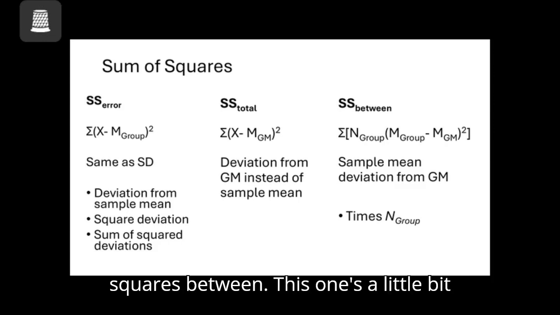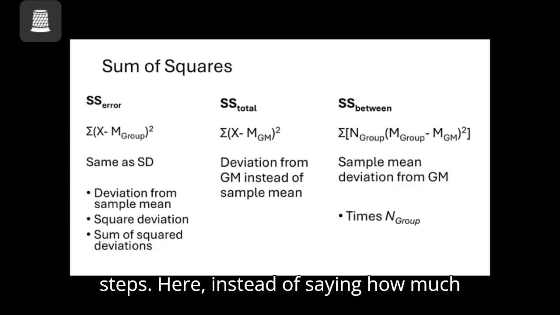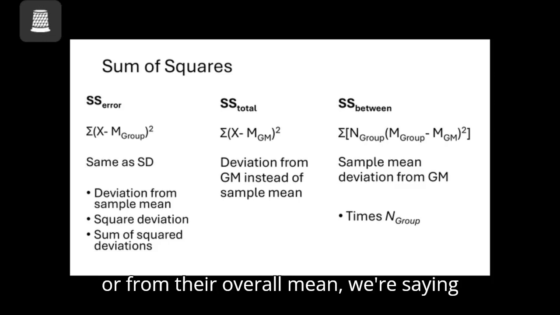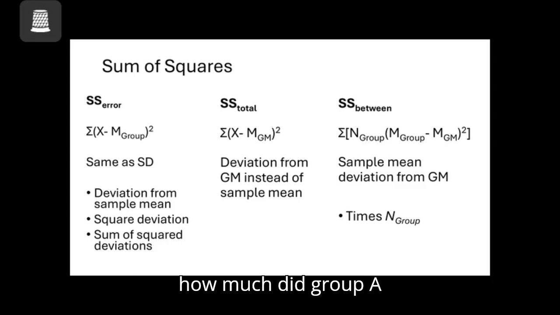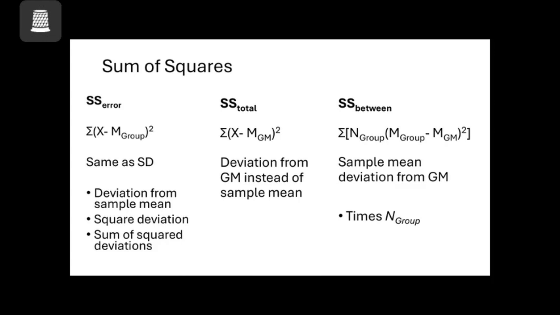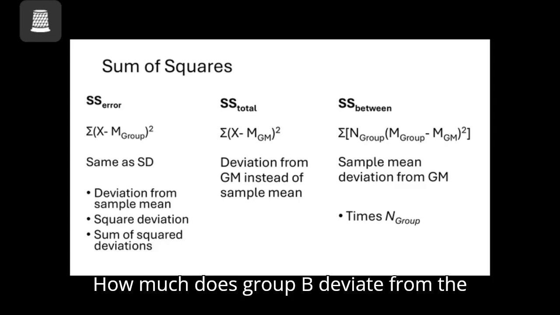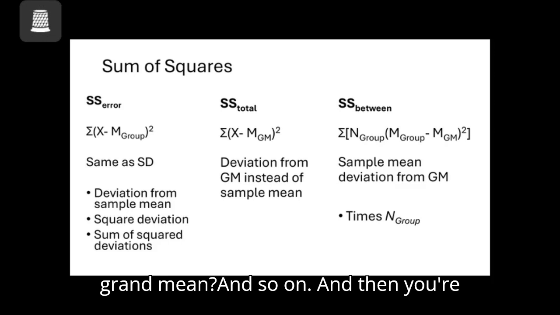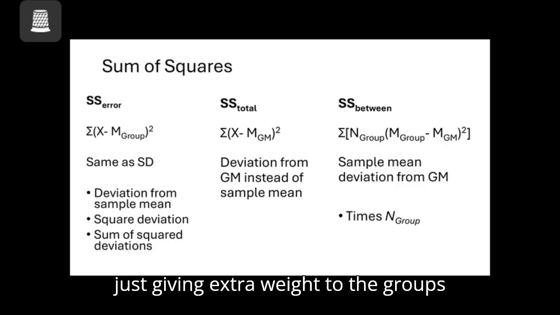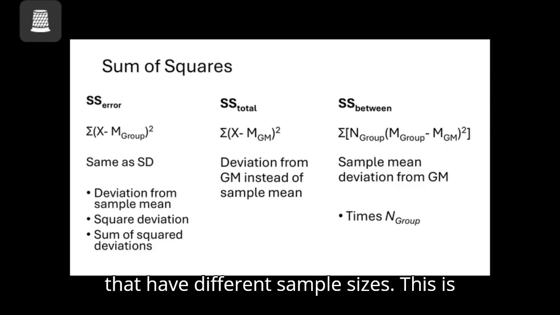And then we're doing the sum of squares between. This one's a little bit wonky, but it still has the same basic steps. Here, instead of saying how much does each person deviate from their group or from their overall mean, we're saying how much did group A deviate from the overall grand mean? How much does group B deviate from the grand mean? And so on. And then you're going to multiply it times the sample size for your group. This is basically just giving extra weight to the groups that have different sample sizes. This is important because you often don't have perfectly equal sample sizes. So this is all it is.